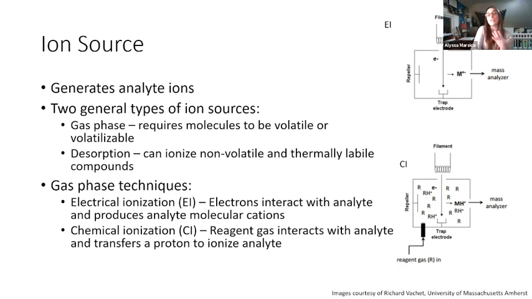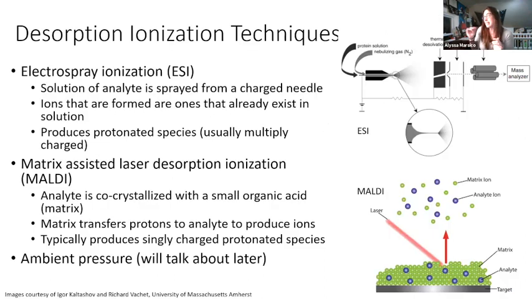Now, there are a bunch of other types of ion sources. These ones are some of my favorite: electrospray ionization and matrix-assisted laser desorption ionization, or MALDI. Electrospray ionization is pretty complicated, so we won't go into how it actually generates ions, but it's very soft. It's a soft ionization technique.